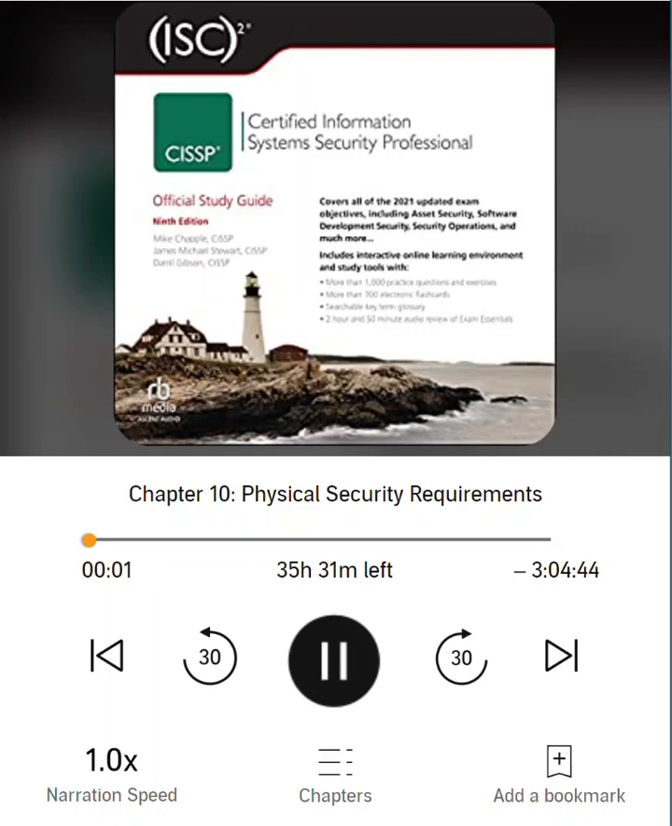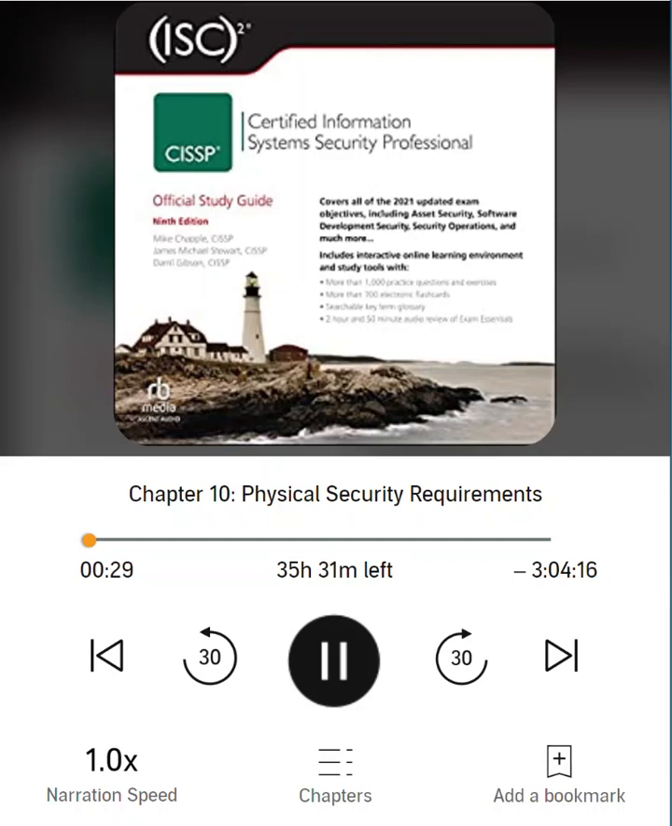Chapter 10. Physical Security Requirements. The CISSP exam topics covered in this chapter include Domain 3.0, Security Architecture and Engineering. 3.8, Apply security principles to site and facility design. 3.9, Design site and facility security controls.